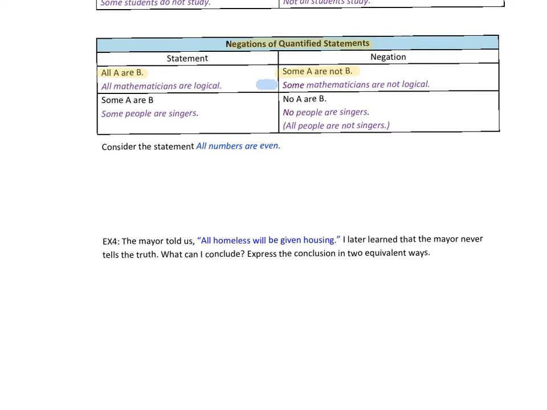Oops, I don't want that big line, I want this line. So they're negations of each other. If you have some A are not B, its negation would be all A are B. And intuitively, people don't see that. So if you're not sure why these guys are negations of each other, just look at the template and use the template.